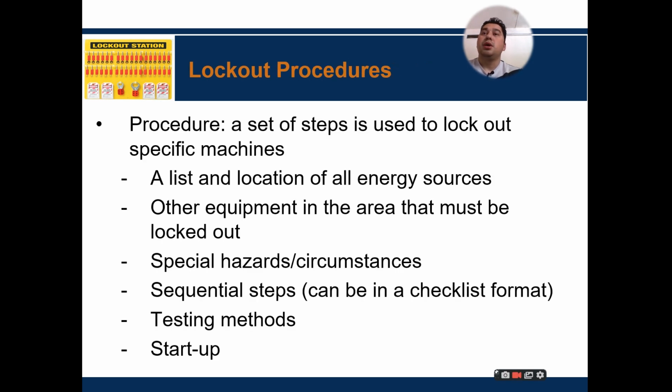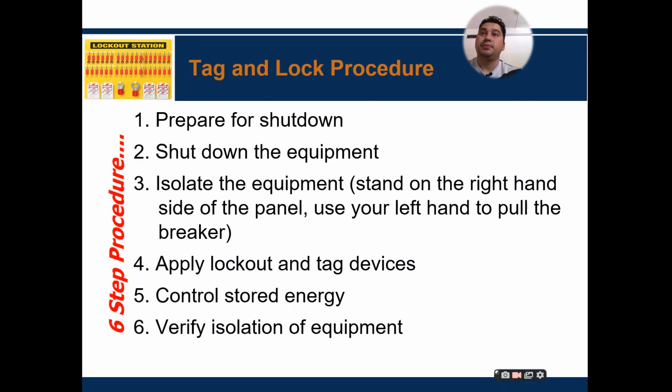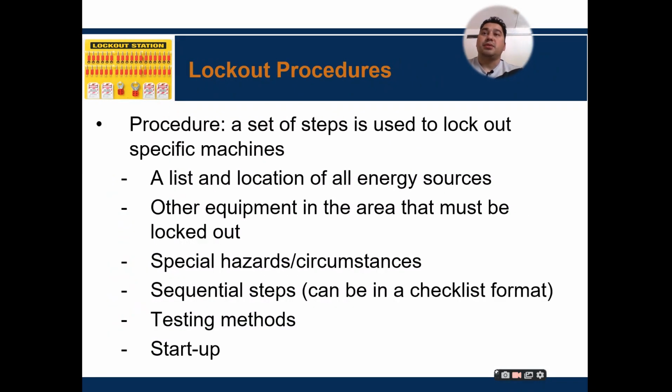Now, the lockout procedures. A procedure is a set of steps used to lock out specific machines: a list and location of all energy sources that you have to mention, other equipment in the area that must be locked out, special hazards and circumstances related to that particular machine and equipment, sequential steps that can be in a checklist format, testing methods, and so on. So these are the things you have to include in the lockout tagout procedures.